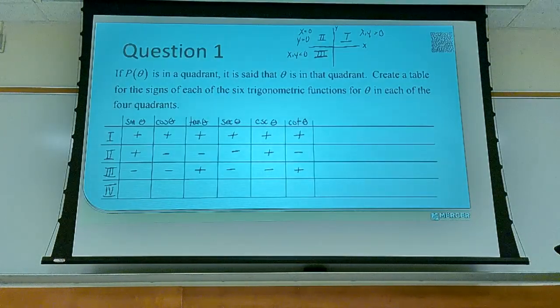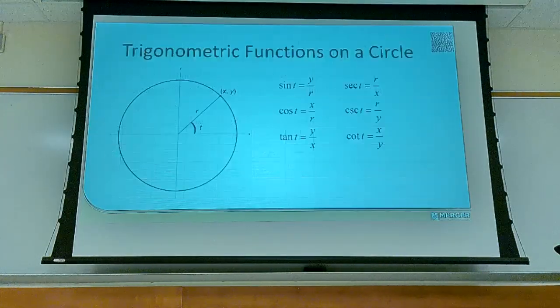Oh, this one's going to be tough. Where's quadrant 4? Bottom right. Process of elimination now, right? What do we know in quadrant 4? X is positive, Y is negative. What's sine? Negative. Cosine? Positive. Tangent? Negative. Secant? Positive. Cosecant? Negative. Cotangent? Negative. Cosine and secant are positive, the other 4 are negative.